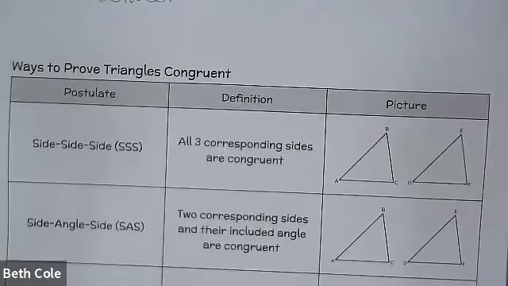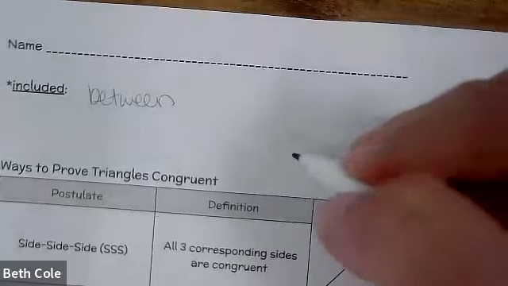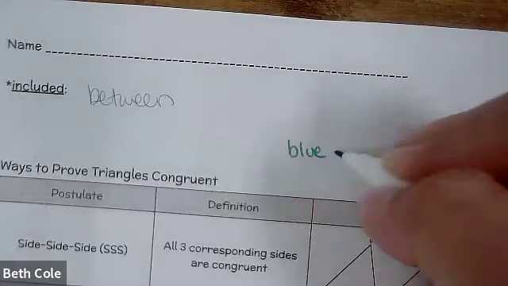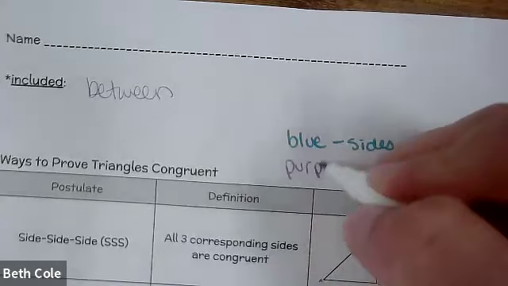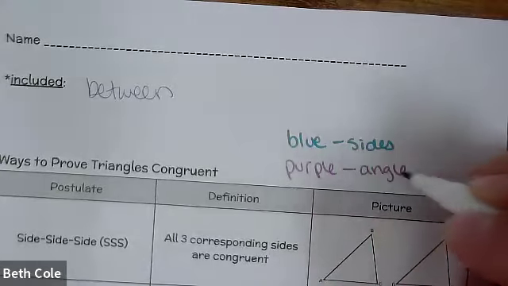Okay. So the first one is, or I forget what did I just say? Angles blue, sides purple. Sides blue, angles purple. Here, I'll make myself a little key. Blue, I'm going to make sides. And purple, I'm going to make my angles. You don't have to write this unless you're also color coding.